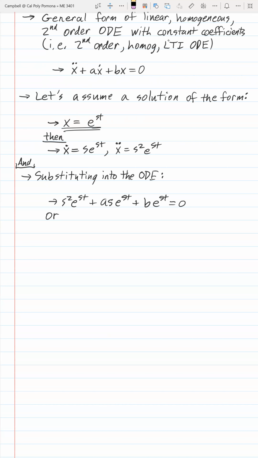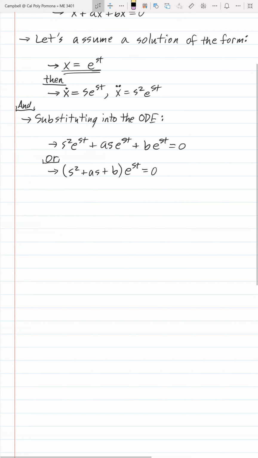Now, since clearly each of those terms on the left-hand side has one thing in common, specifically e to the st, you can start to see how interesting this is. We get s squared plus as plus b times e to the st is equal to 0 for this specific assumed solution. Now we can draw some conclusions though.